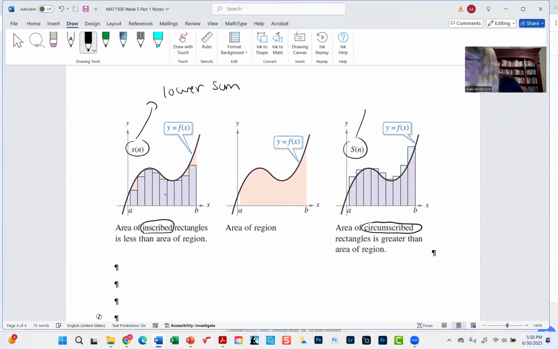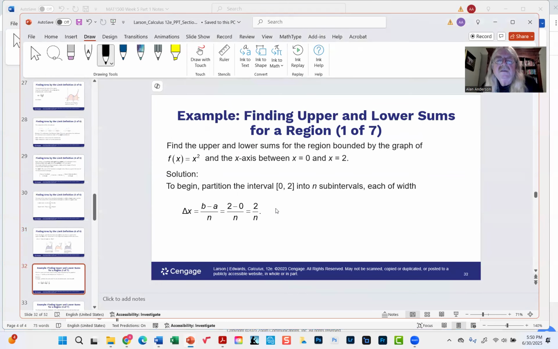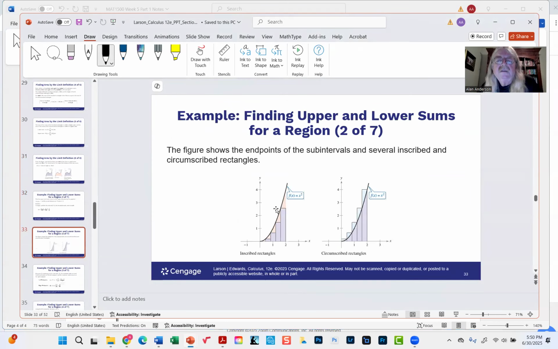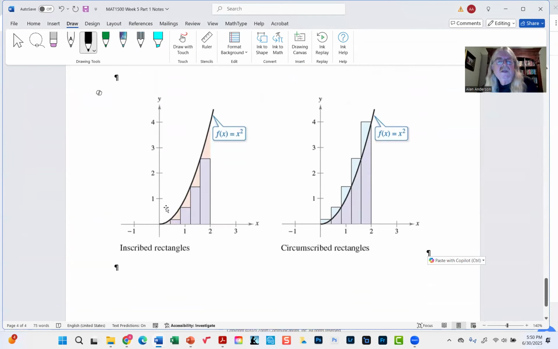This is the upper sum. Okay. The one in the middle, of course, is the correct sum. And now, they're going to show us as an example f of x equals x squared from 0 to 2. And you can see from the graph, this is the lower sum.